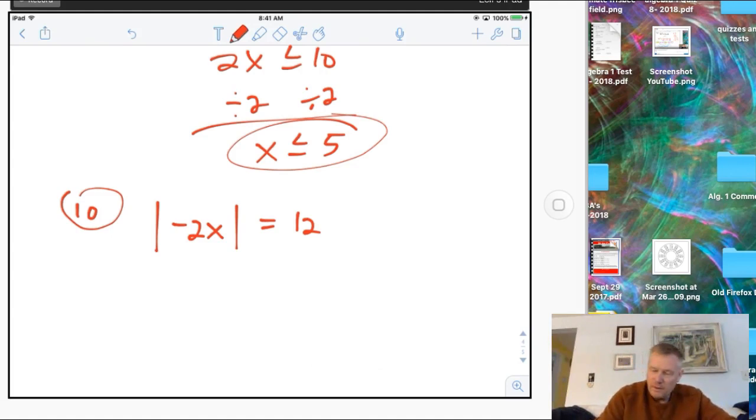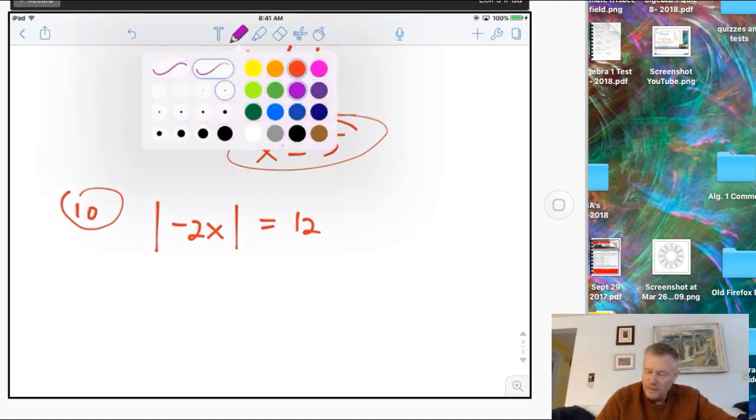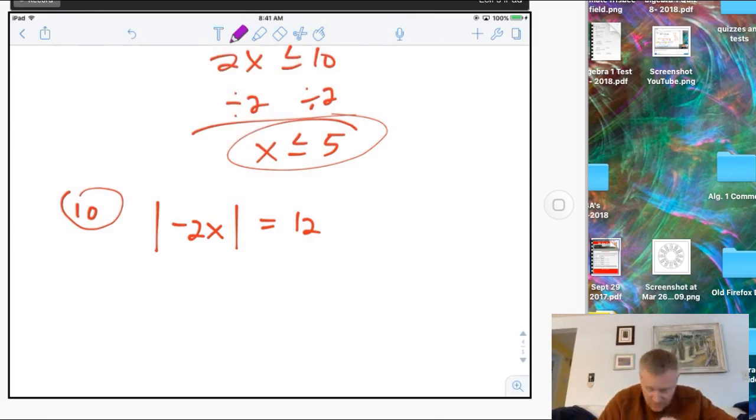All right, so I got absolute value, negative sign inside the absolute value sign. So I'm just going to break it up and do case 1, case 2. If that was negative 12, that'd be different. It's okay to have that negative sign inside the absolute value there. Case 1 is the plus, case 2 is the negative.